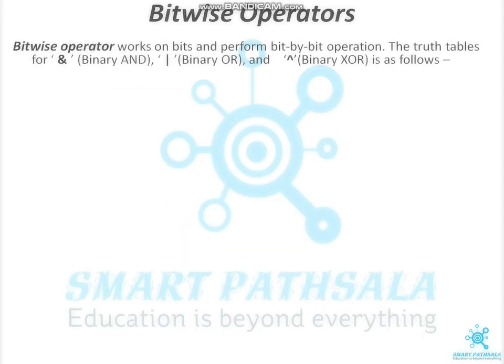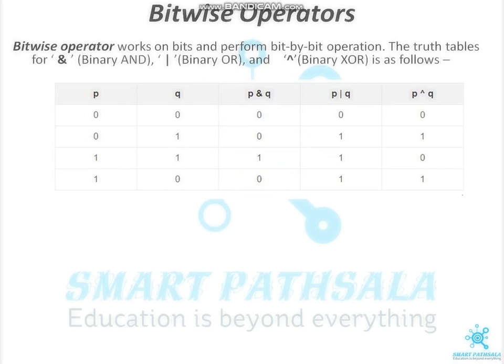Now bitwise operators work on bits and perform bit by bit operation. Remember, we have to remember that bitwise operators perform bit by bit operations. Now here are the truth tables for the binary AND, binary OR and binary XOR operators.